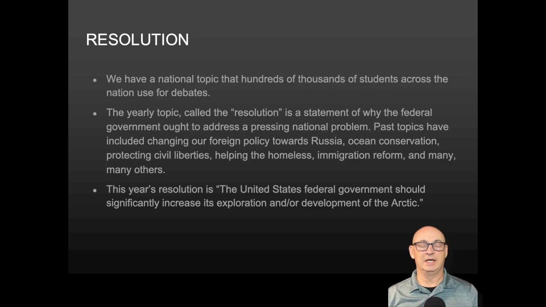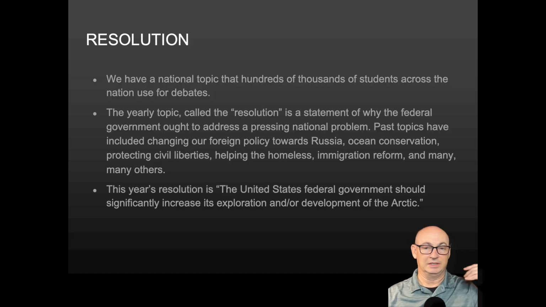There are other forms of debate such as Lincoln Douglas and public forum debate and congressional debate where the topics change more frequently. The yearly topic is called the resolution. It's a statement of why the federal government, and always the federal government for U.S. policy debate, ought to address a pressing national problem. Past topics include changing our foreign policy towards Russia, ocean conservation, and many others. The topic changes every year.